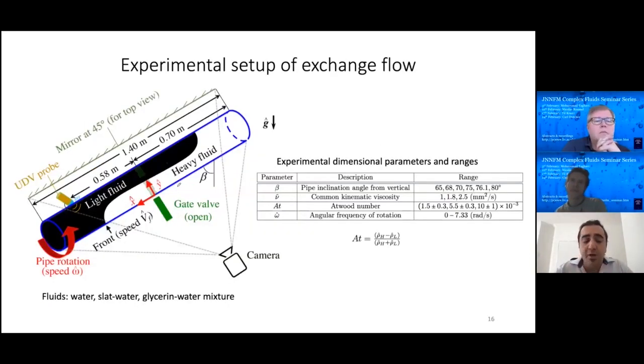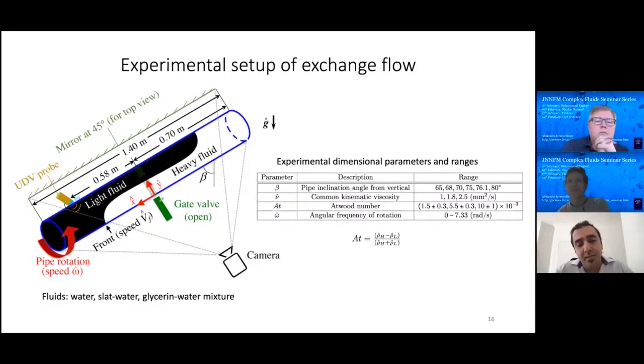In terms of the experiments, the experimental schematic can be observed in this schematic. As you can see, we have a long inclined pipe with a gate valve to separate the pipe into 2 equal parts, to separate the heavy and light fluids. These fluids are glycerin water mixtures or salt water. The pipe can be rotated at any rotation rate up to 100 RPM.